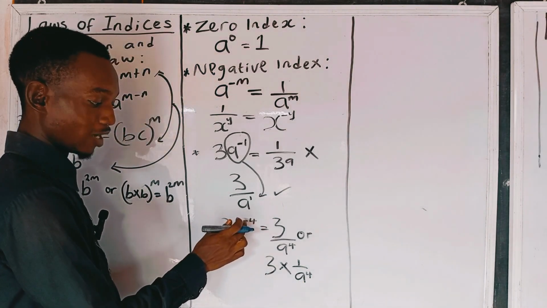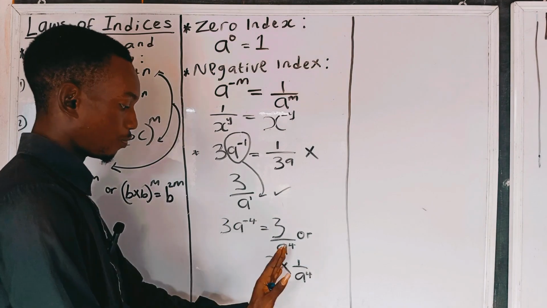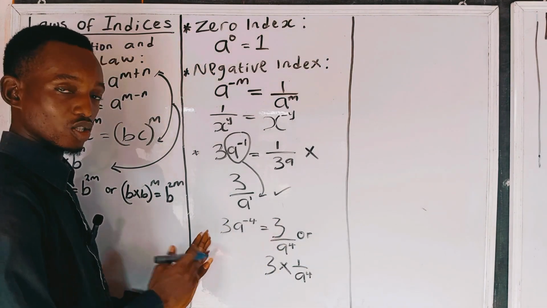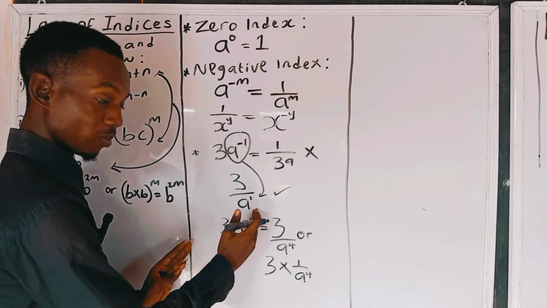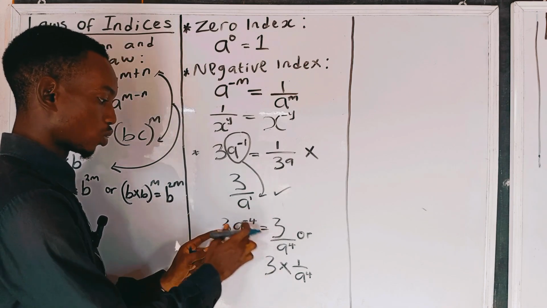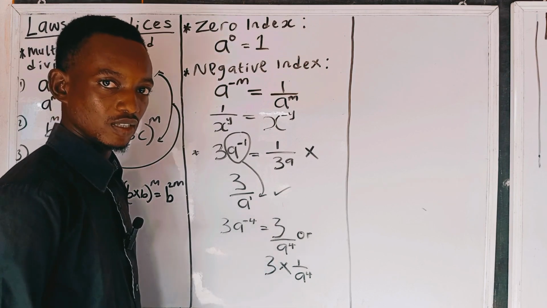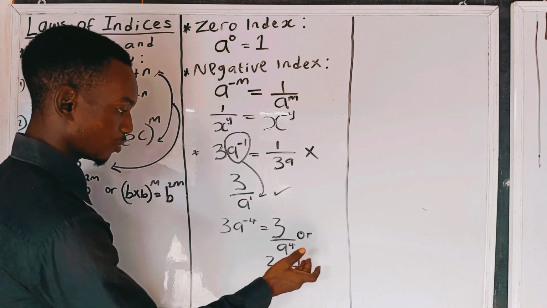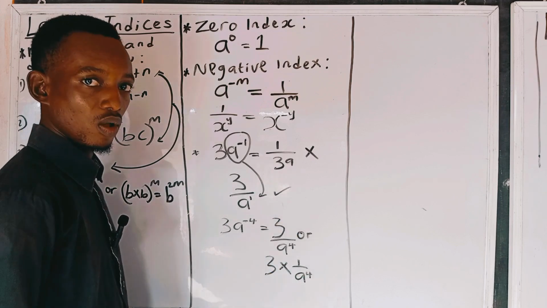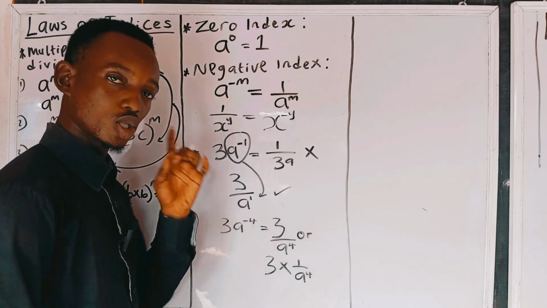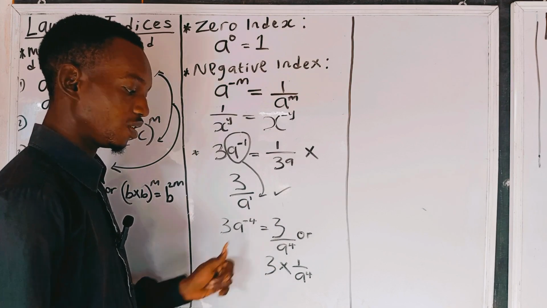It means that this minus becomes 1 over. We separate the 3 from it because this 3 does not have a negative power. So we have 3 times this one here, which becomes a fraction like this. So 3 times 1 gives us 3 all over a to the power of 4. Any convenient way you can, but just know that these two are actually different.